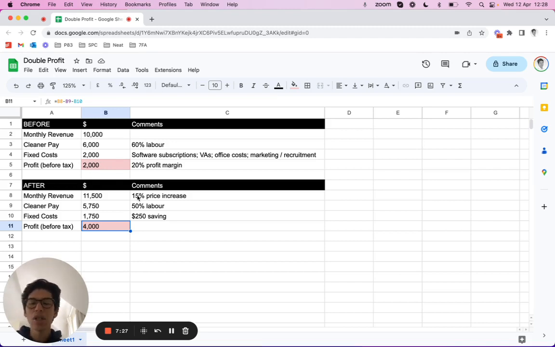This is obviously a very simple model, and the reality may be slightly different, but what I'm hopefully getting across is that you can make a big increase in the profits in your business without having to make a very big increase in the number of clients you bring on every month. If you put through a price increase, tweak the percentage that you're paying your cleaners, and make some savings at the fixed cost level, these relatively small changes add up and it all trickles down to the profit line. You may not necessarily double your profits, but you could easily get a 50%, 70% increase in your profit margin with these tiny changes.